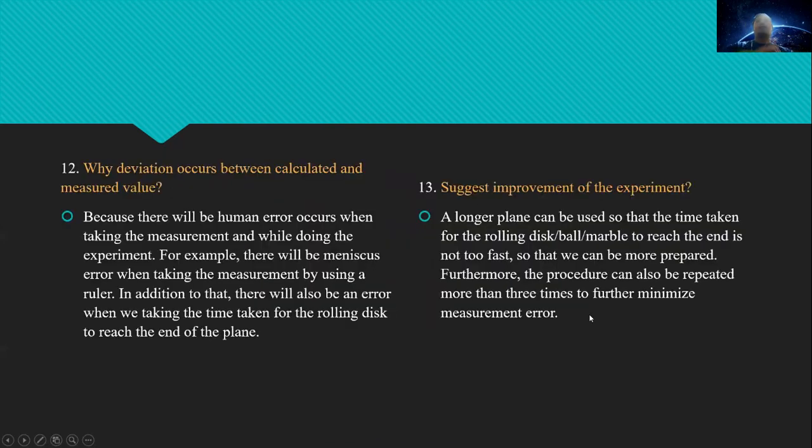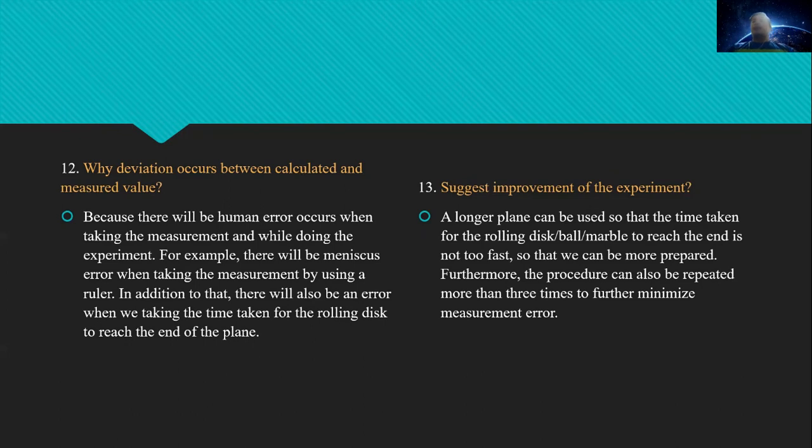Next question is why deviation occurs between calculated and measured value. Because there will be human error when taking the measurement and while doing the experiment. For example, there will be meniscus error when we take the measurement using a ruler and read it directly with our eye. So that is the reason why the deviation occurs. In addition to that, there will also be an error when we take the time taken for the rolling disc to reach the end of the plane.